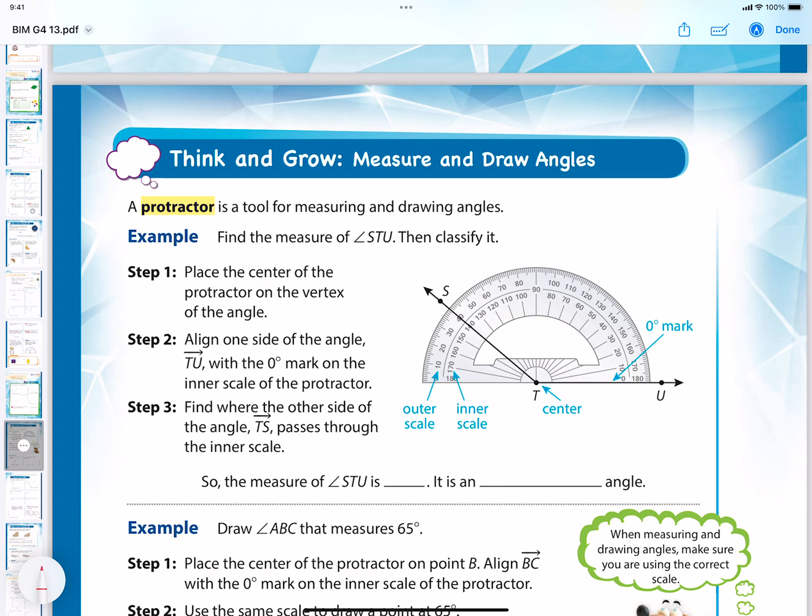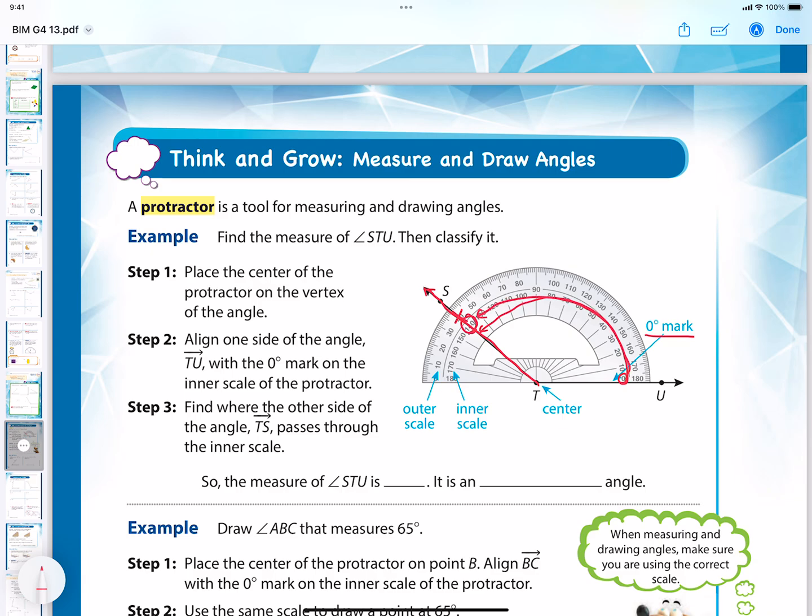And then find where the other side of the angle, ray TS, passes through the inner scale. You have to start from 0 degree always. That's why we call it the 0 degree mark. So you need to go all the way up until you see where the line stops, and that's 140, not 40. You have to count from 0.